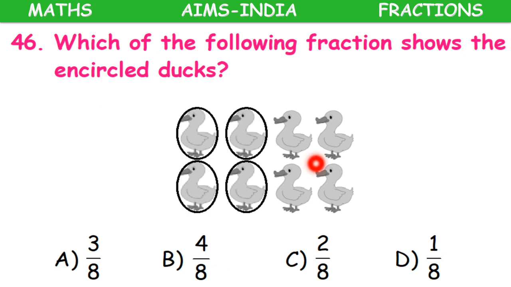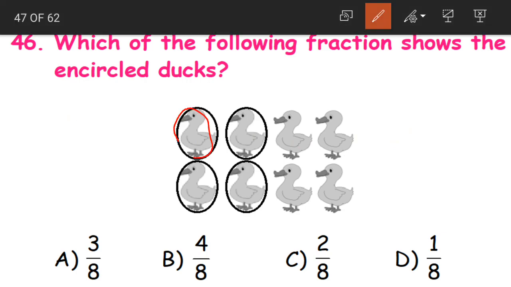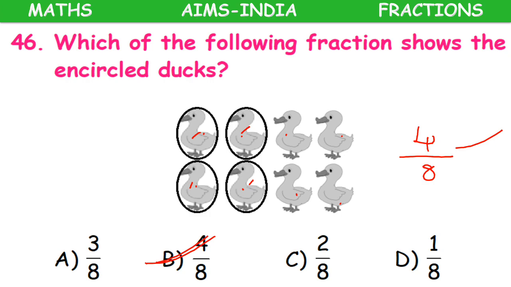Next, which of the following fraction shows the encircled ducks? Now encircled means what? The ducks which are inside the circle. Yes, children. Now to find out that, first let us count the number of encircled ducks. 1, 2, 3, 4. So 4 becomes our numerator divided by, what are the total number of ducks, children? 1, 2, 3, 4, 5, 6, 7, 8. So 8 becomes our denominator. 4 by 8 is our correct answer. That is option B. Understood?